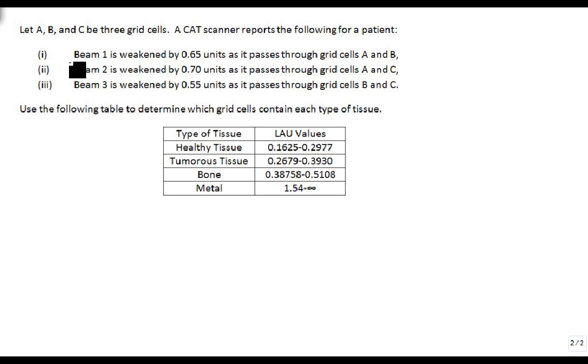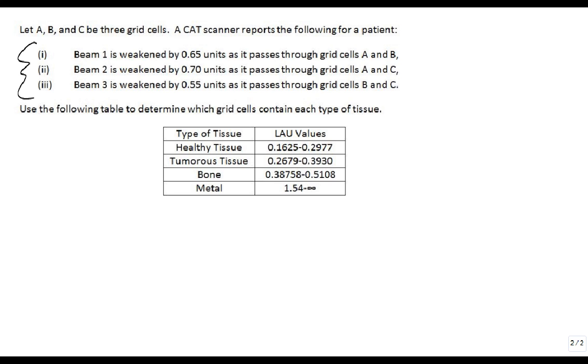So we're going to put 3 beams through these 3 cells, A, B, and C, and then we're going to compare that to this table. First we're going to use this information right here to set up our problem, and then we're going to solve it, and then we'll come back and compare it to our table. So the first thing that we're going to do is recognize that each beam is an equation.